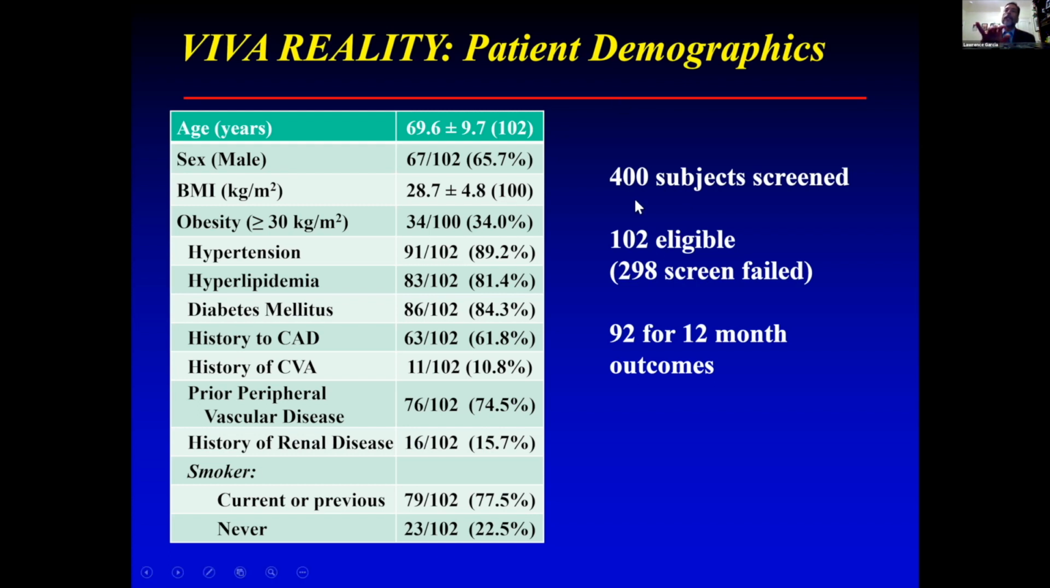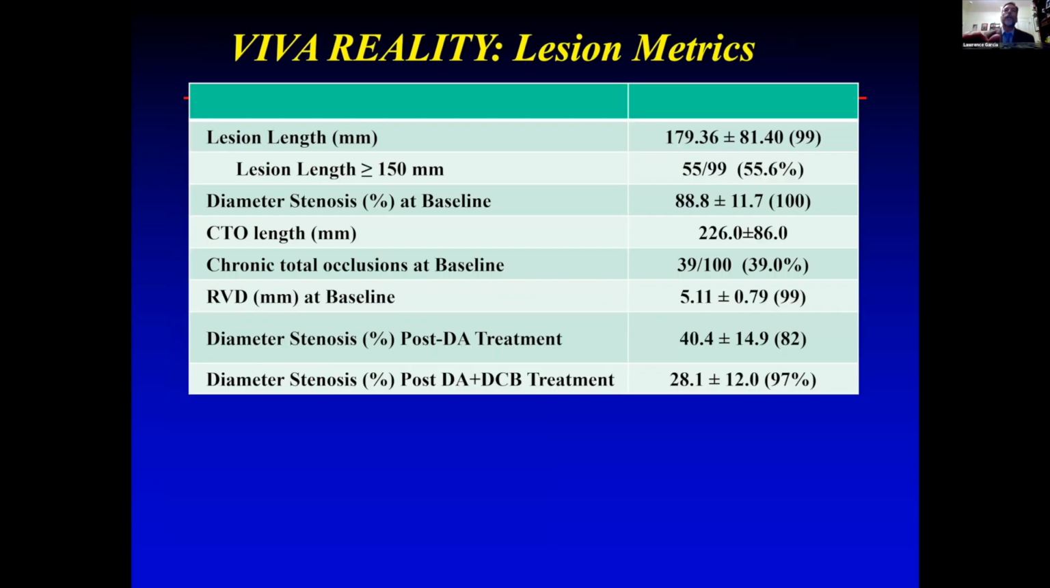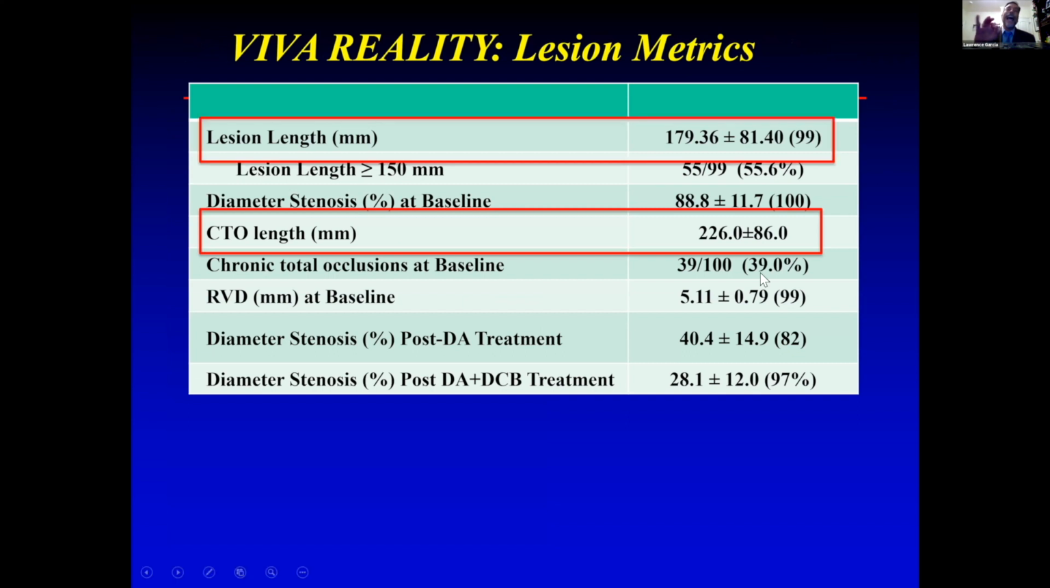What was most interesting is, and you have to understand, although they present on 100 patients, we enrolled 400 patients to get these 100 patients. 298 were screen fails. And for this 12-month outcome, it's 92 patients. But I want to draw your attention to a couple of issues. First of all, the CTO length was 22 centimeters on average, and about 39% of the total patient population had CTOs. The average lesion length in the Reality trial was around 18 centimeters.